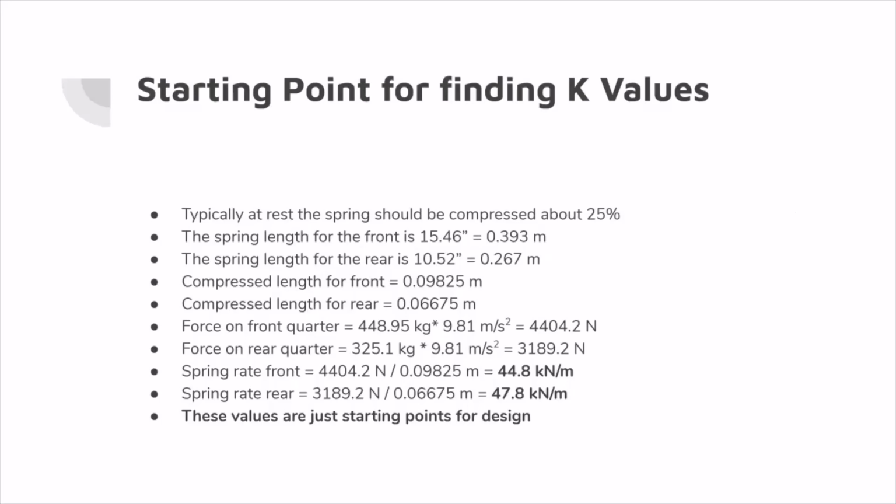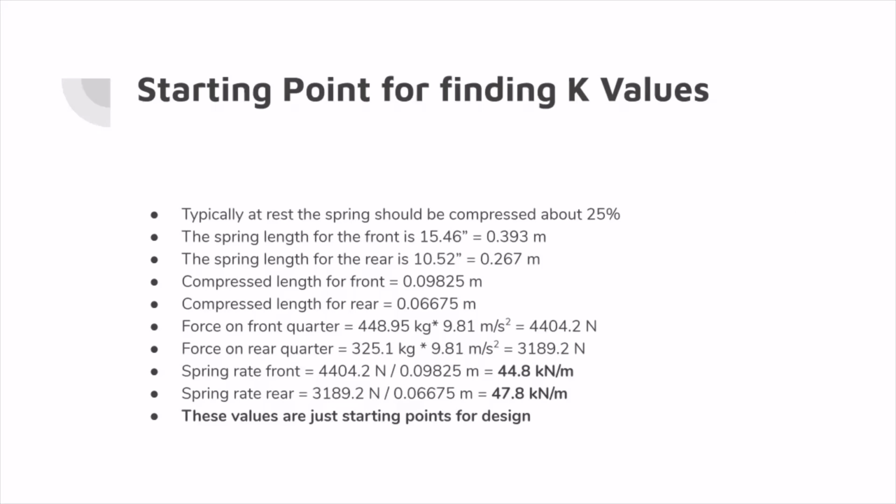Our starting point for finding the stiffness values: typically at rest, the spring could be compressed to about 25%. The spring length for the front of the vehicle is 0.393 meters, and the spring length in the rear would be 0.267 meters. The compressed length for the front is 0.09825 meters, and the compressed length for the back would be 0.06675 meters.